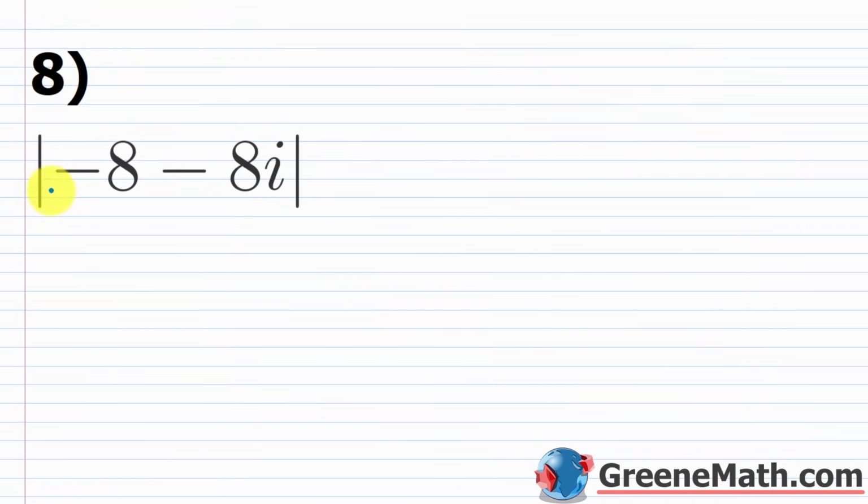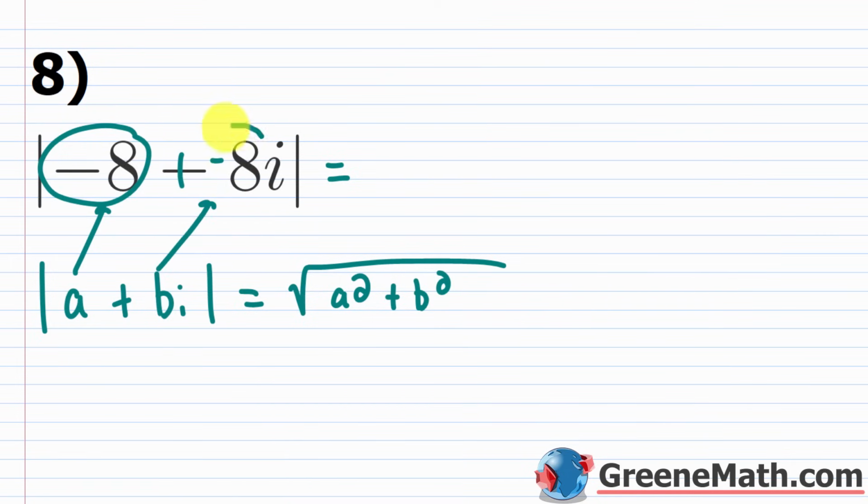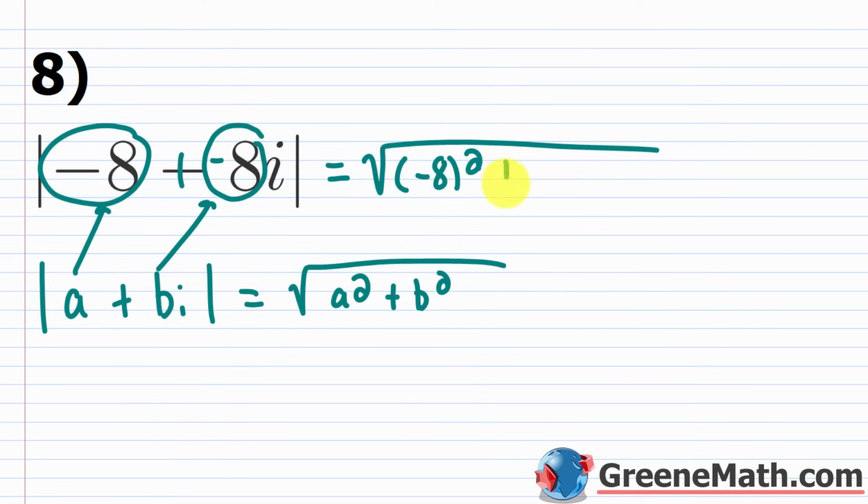So here we have the absolute value of negative 8 minus 8i. So this would be equal to, let me write this down here. The absolute value of a plus bi is equal to the square root of a squared plus b squared. So here, a is negative 8, and also b is negative 8. To make that clear, I'll go plus negative here, in case you're struggling with that. So let's say this is the square root of negative 8 squared. Again, a is negative 8, plus negative 8 again squared, because b is also negative 8. And so in each case, you're going to get 64.